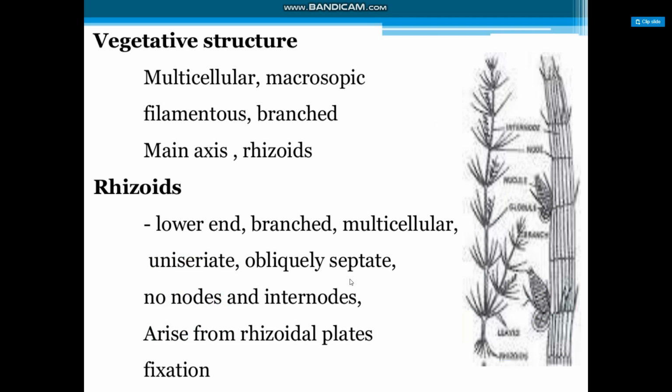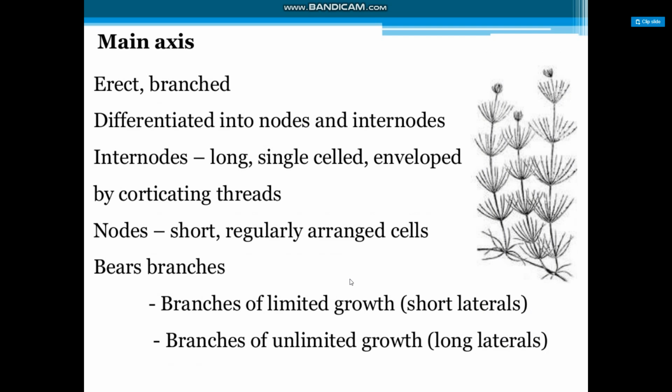Vegetative structures. They are multicellular, macroscopic, filamentous, branched, with a main axis and rhizoids. Rhizoids are lower, branched and multicellular. They are uniseriate, with oblique septa, no nodes and internodes, and arise from rhizoidal plates.